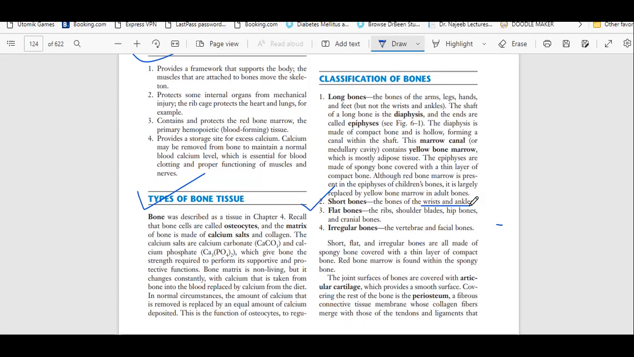In the ankles, here you have the leg and the foot. In between the leg and the foot, you have the ankle bone, where you have short bones.